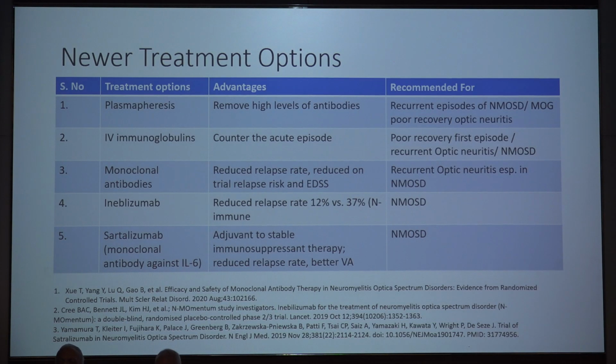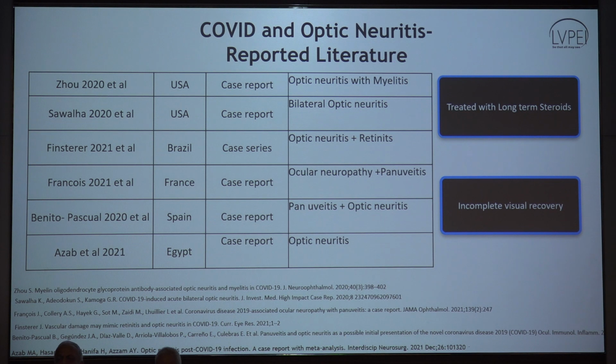There are many treatment options. Plasmapheresis and IVIG are becoming standard of care for poor recovery optic neuritis and NMO. And other monoclonal antibodies, it's beyond the scope of time to go into that, but they are becoming the mainstay in NMOSD management. Very last slide, telling about COVID.